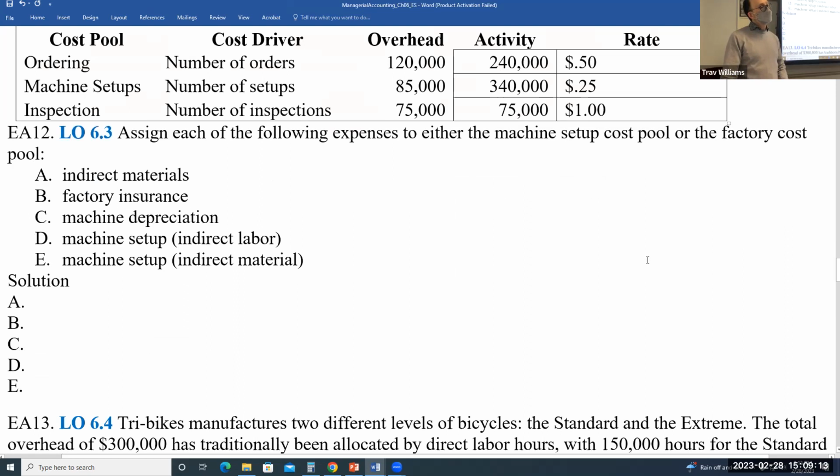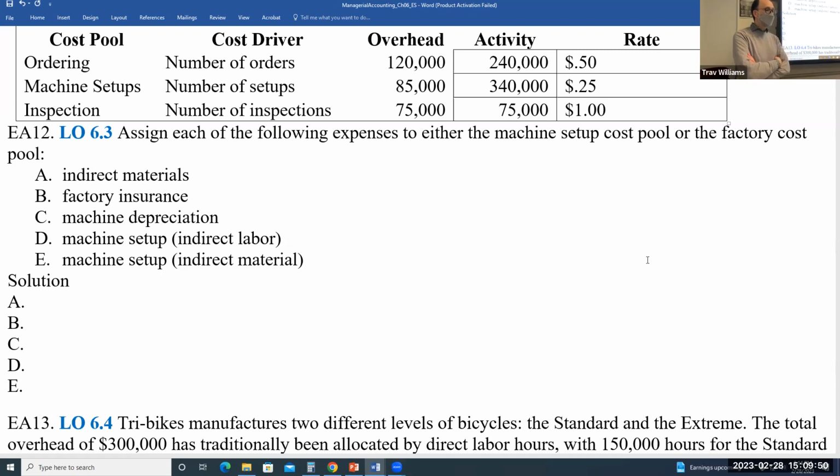Okay, number 12, assign each of the following expenses to either machine setup cost pool or factory cost pool. So this one actually is kind of hard. So let's just take it one at a time. Indirect materials. Factory costs? Does it relate more to your machine setups or your factory costs? I could buy either argument. What are indirect materials? It's materials that didn't go into the final product, right? They got used, but they didn't actually make it into the product for some reason.